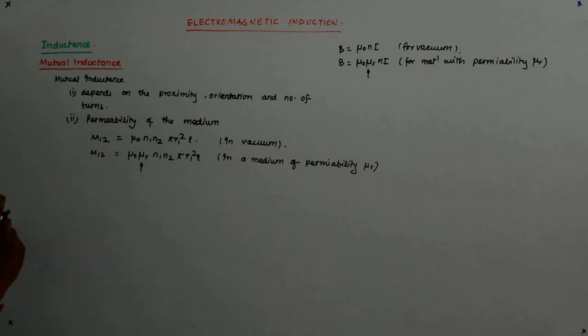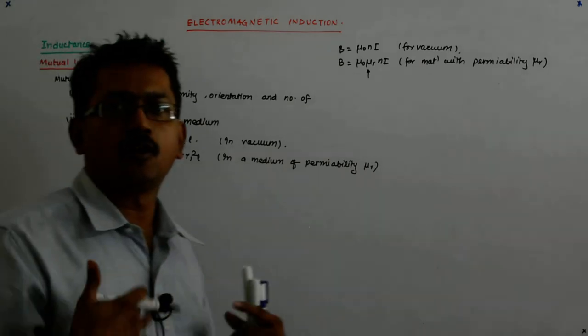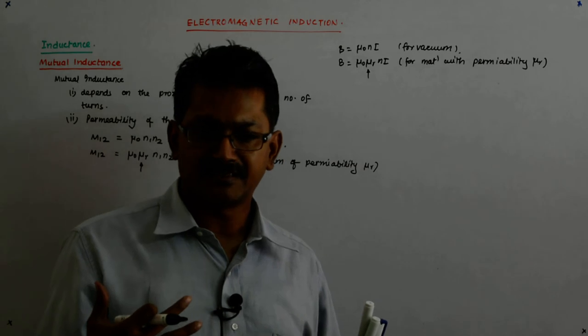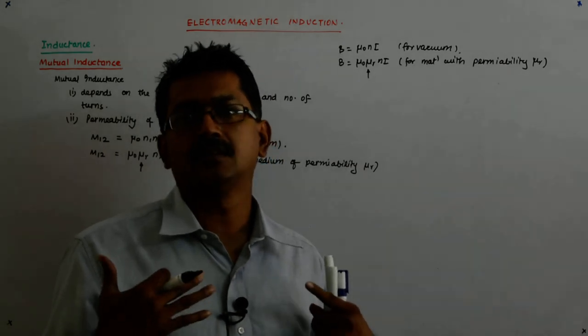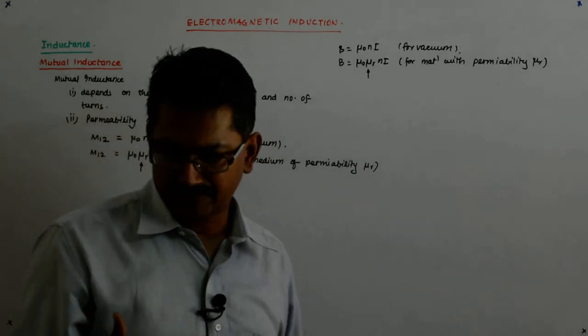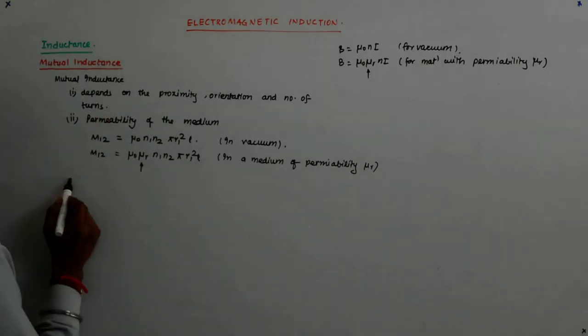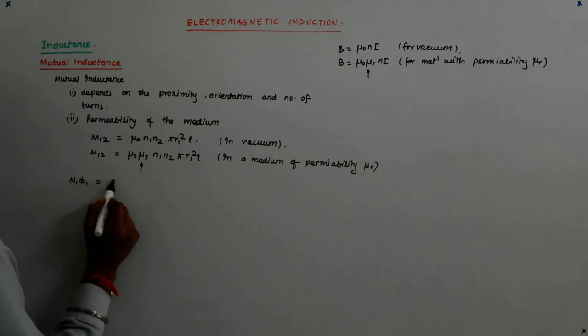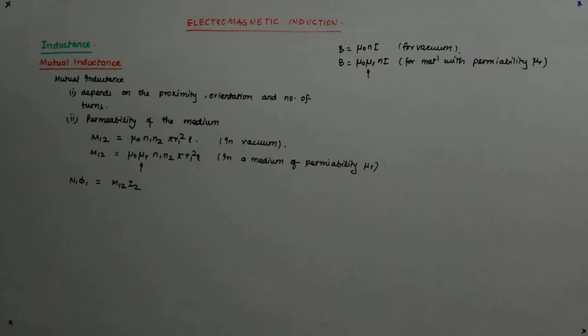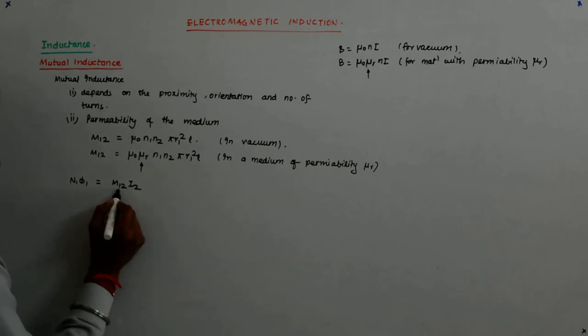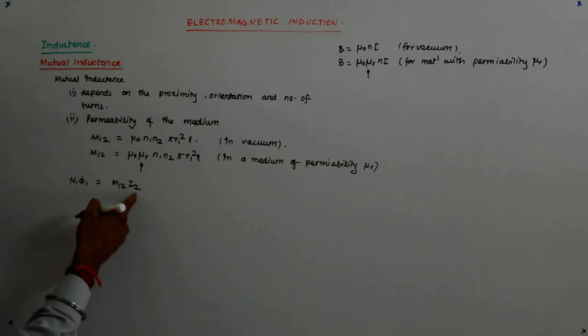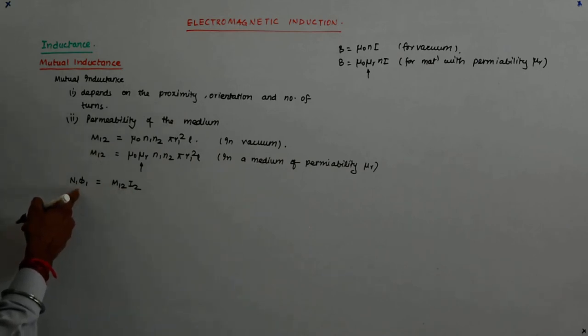Now we are in a position to, why had we started all this concept of inductance? To calculate the induced EMF. Fine. So now I know that N1 phi1 is equal to M12 into I2. Right. Flux in circuit 1 due to current in 2. Current is in 2. The linkage is by circuit 1.